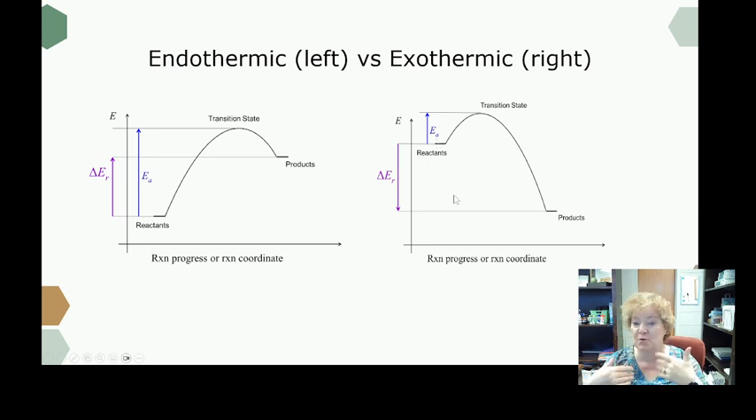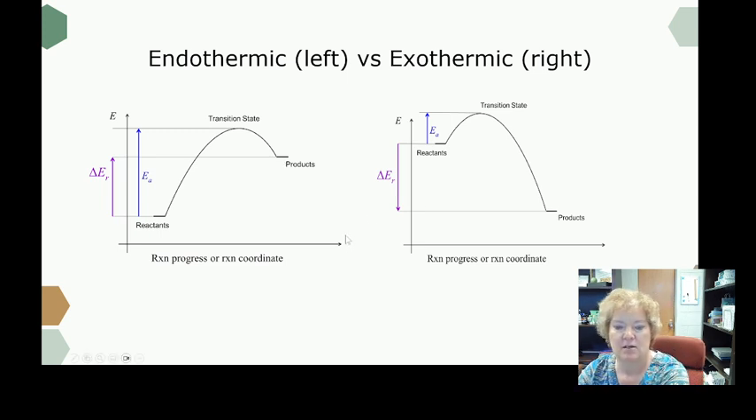We're going to have tasks where you get these diagrams and you're going to have to interpret them. You might have to tell me what is the activation energy, or label the activation energy arrow on the diagram, or determine the enthalpy of the reaction. So make sure you're clear and know the difference between an endothermic and an exothermic reaction profile.